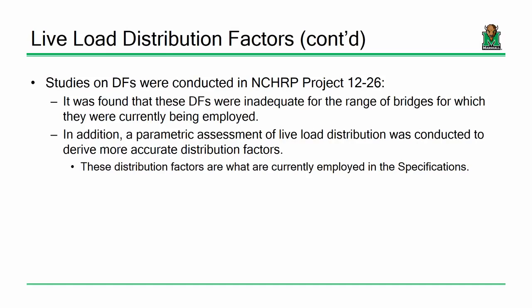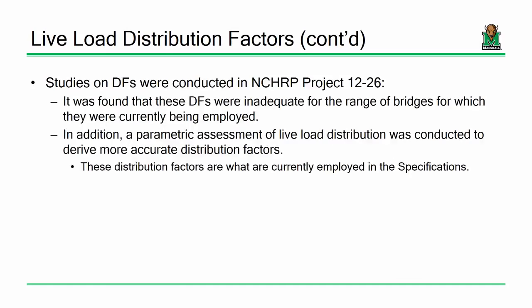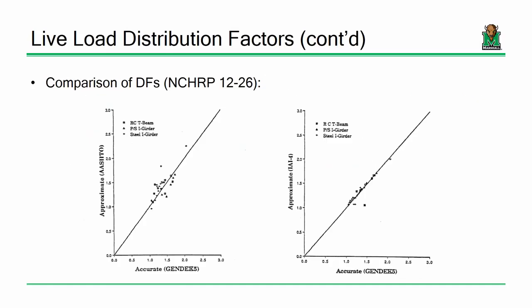So a massive research study was done back in the 80s. This was done by Imbsen and Associates. It's NCHRP Project 12-26. NCHRP stands for the National Cooperative Highway Research Program, and it's where a lot of federal highway research is allocated through. It was done by a company named Imbsen and Associates out of California, and they did this massive computational study, a lot of finite element modeling, to try and develop more accurate equations.